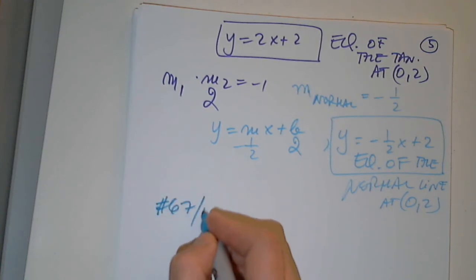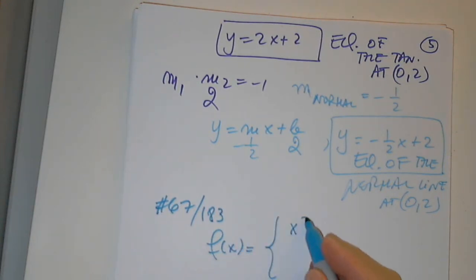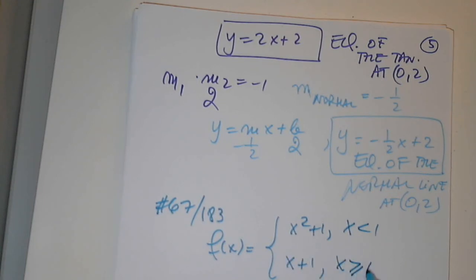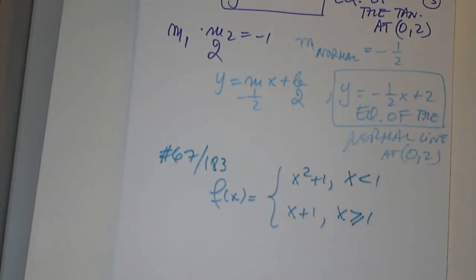67 on 183. We're given a function f of x: x squared plus 1 for x less than 1, and x plus 1 for x greater or equal to 1. So we are asked, is this function differentiable at 1? Sketch the graph of f and f prime. So we're given a function. What type of function is this? How do we call it? Piecewise defined function. Excellent.